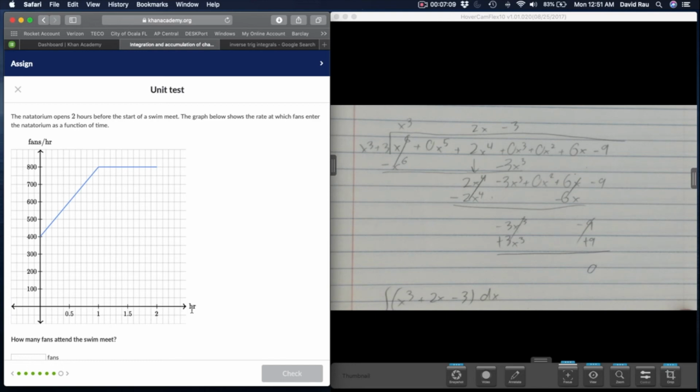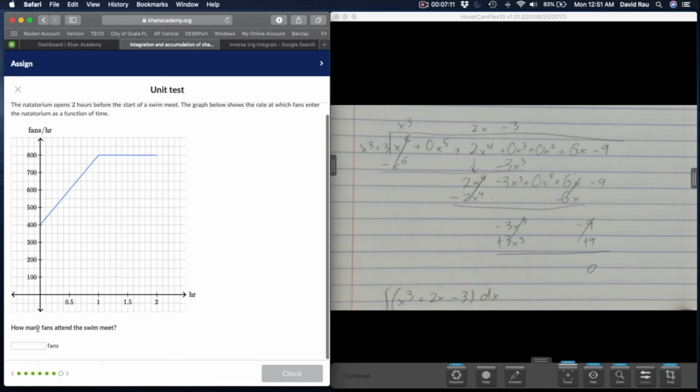The x-axis is hours. So if I want to find fans, if I find the area, if I multiply height times base, look at what those units are. Fans over hours times hours. Well, hours are going to cancel out, and you'll find fans. So you're looking for the area or the integral of this structure.